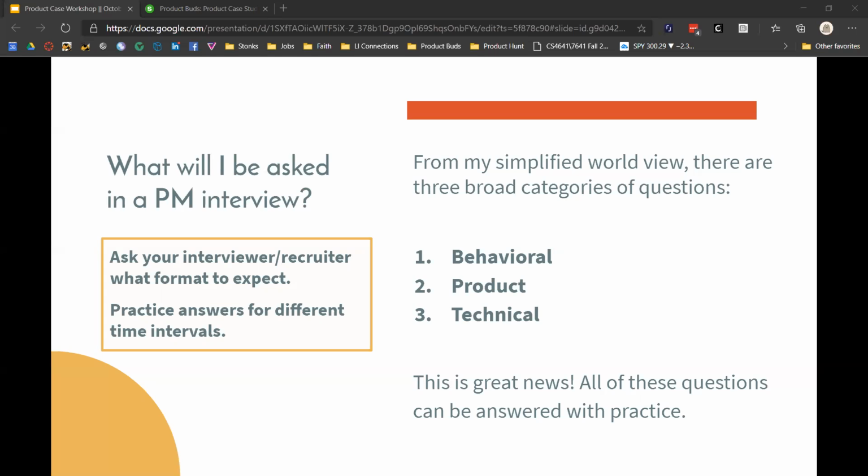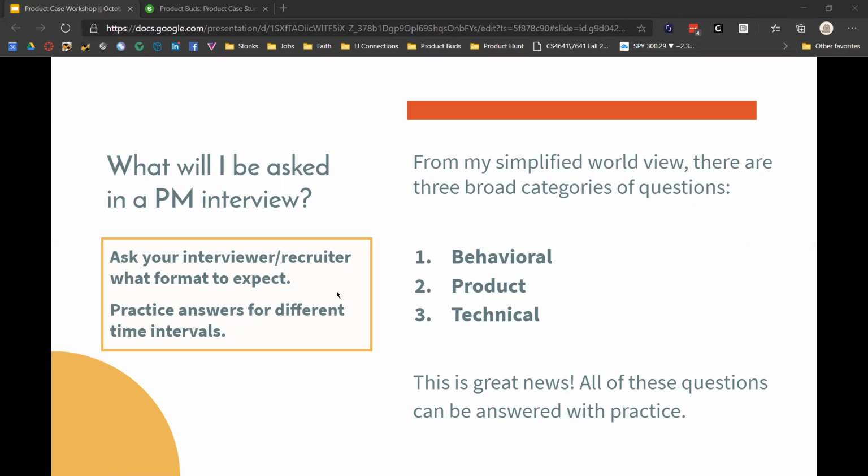So yeah, just want to emphasize this, practice your answers for different time intervals because it's very different to answer a product design question in 15 minutes versus 30 minutes. So you want to make sure to give yourself enough time to give a great answer. Okay, cool.